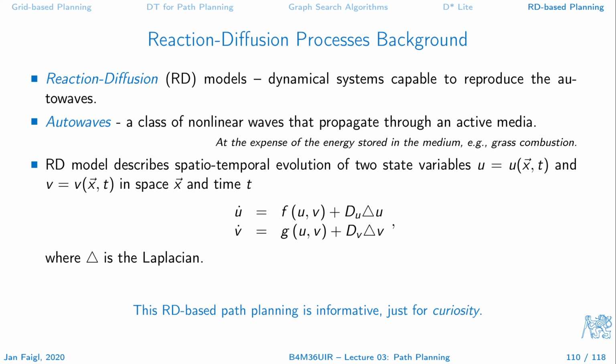In this case, it's reaction diffusion models, which are dynamic systems capable of reproducing autowaves. Autowaves represent a class of nonlinear waves that propagate through active media, and they propagate at the expense of energy stored in the medium, for example, gas combustion. So a reaction diffusion model describes the spatial-temporal evolution of two state variables, for example, u and v, in space and time, and it is basically described by a system of nonlinear equations.